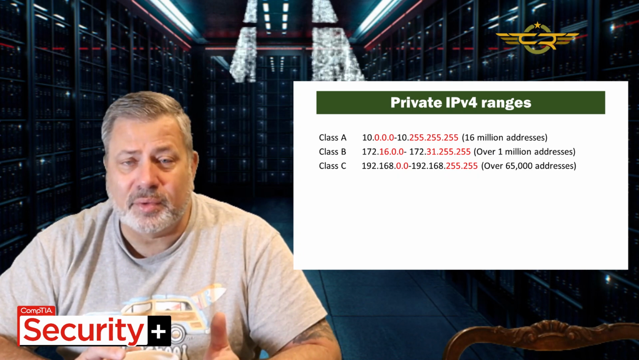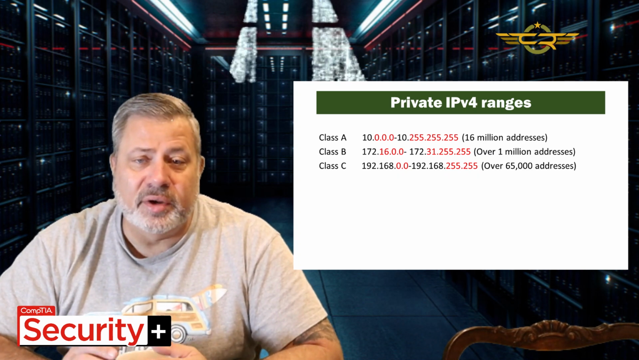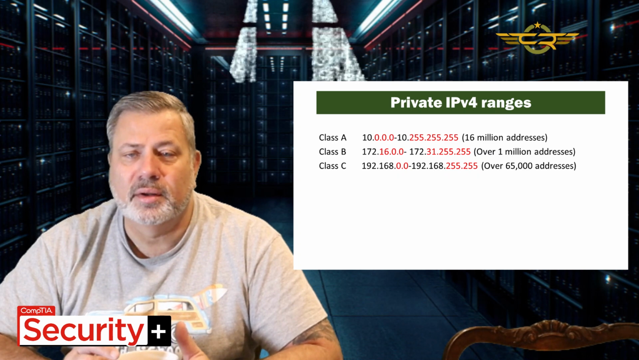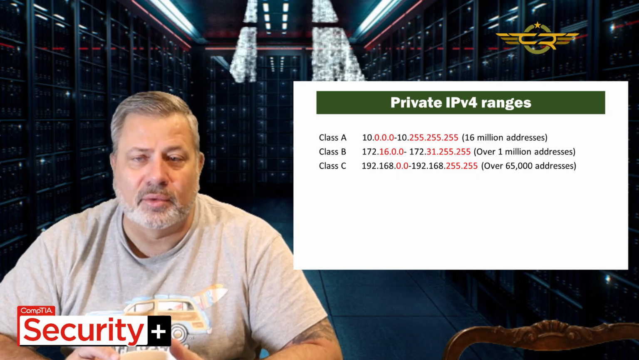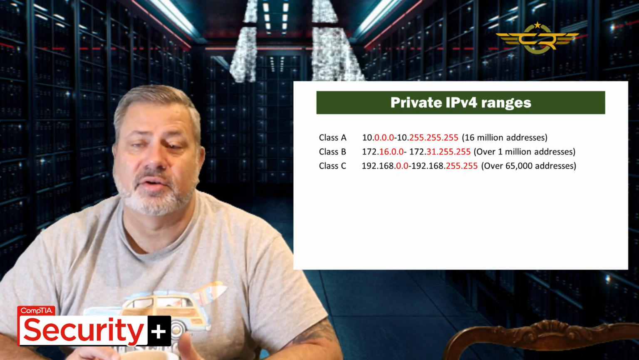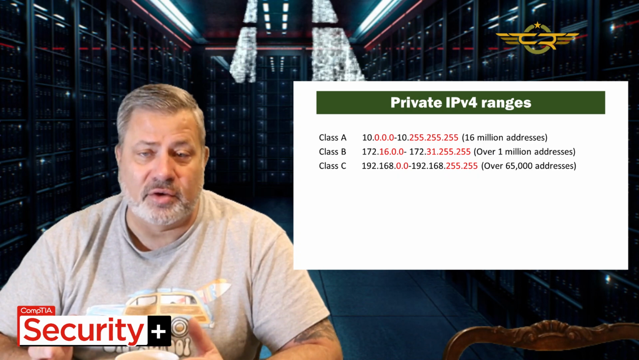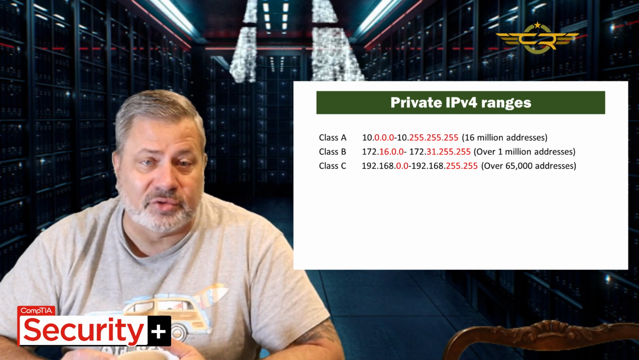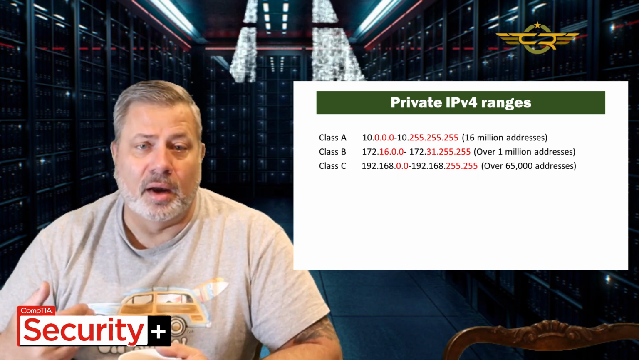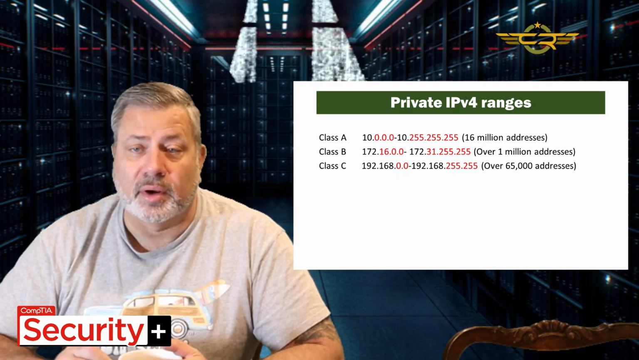That's not the only one that can be used. We can use Class B ranges, which is 172.16.0.0 to 172.31.255.255. Again, following that same process, we can see this range will give us over 1 million addresses. So for a bigger organization, we can use Class B addresses on our internal networks. Again, these are private. They won't be routed across the internet.